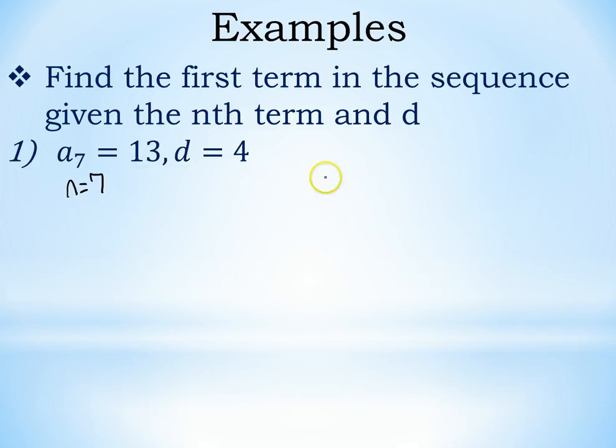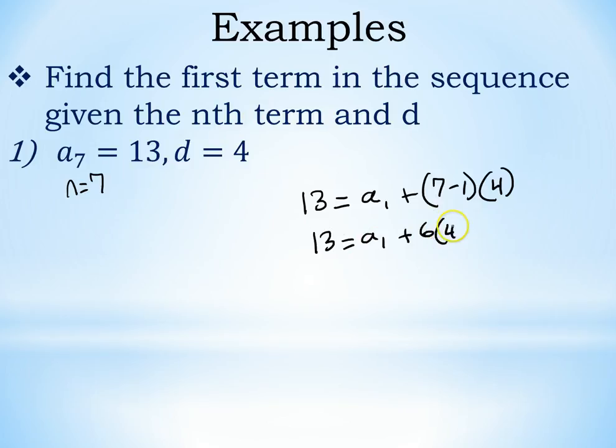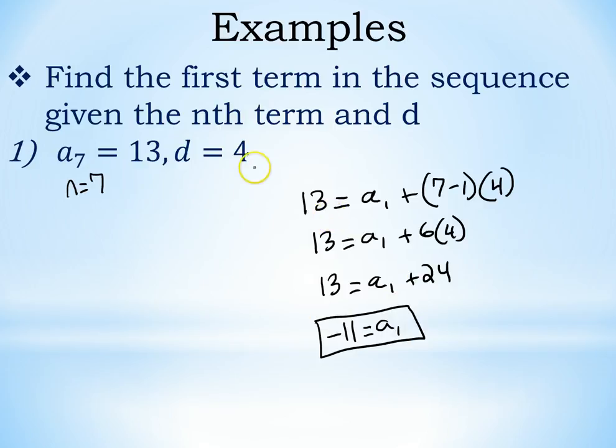a_1 is unknown. So again, our equation was a_n, so in this case it would be a_7, so it's 13, equals a_1, we don't know it, plus (n minus 1), since n is 7, it'll be 7 minus 1, times our common difference of 4. So 13 equals a_1 plus 6 times 4, which is 13 equals a_1 plus 24. So I subtract 24 from both sides, we get negative 11 for a_1. So for this particular sequence that has a common difference of 4 and a 7th term of 13, my first term would have had to have been negative 11.